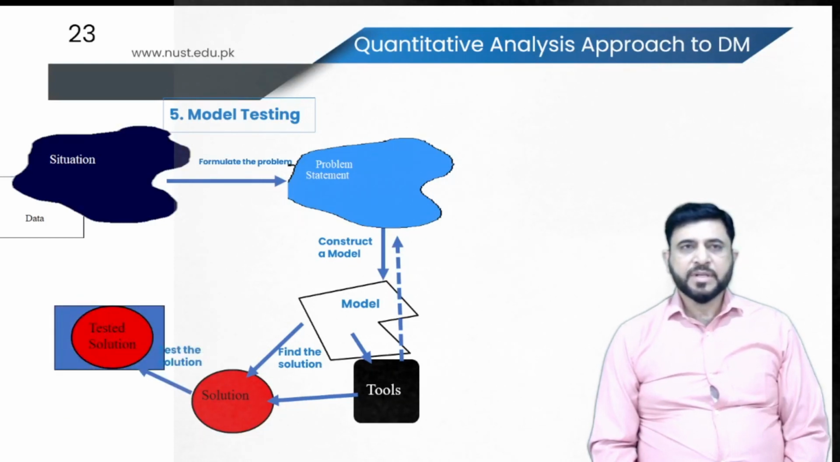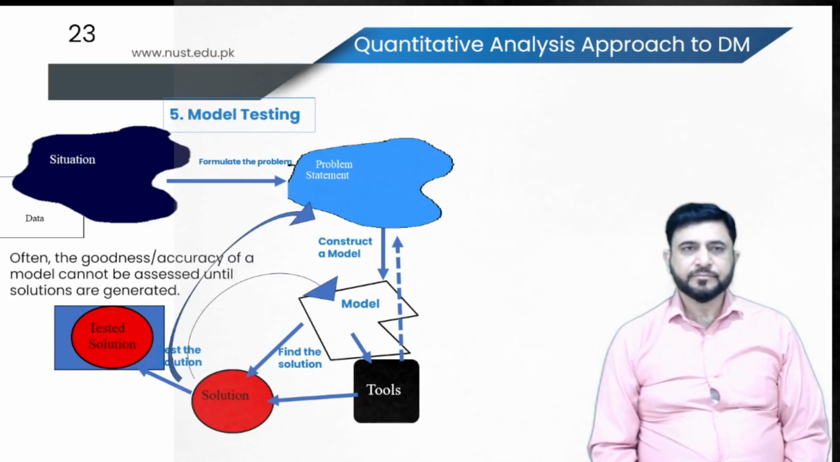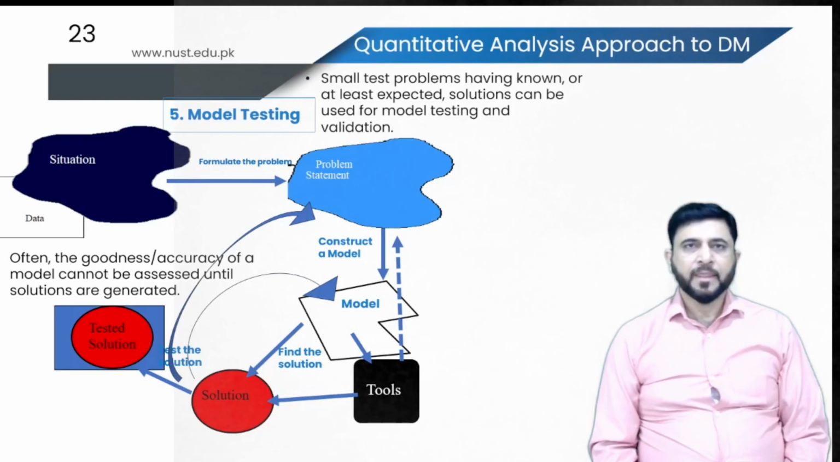So, what is the next one? Model testing. We have to find a tested solution with the help of certain testing methods, and while doing the testing, we have to keep in mind what our problem statement and our model were. Often the goodness and accuracy of a model cannot be assessed until solutions are generated. Small test problems having known or at least expected solutions can be used for model testing and validation.